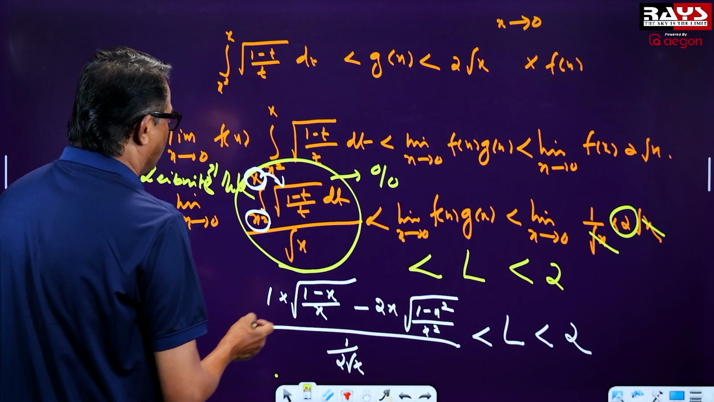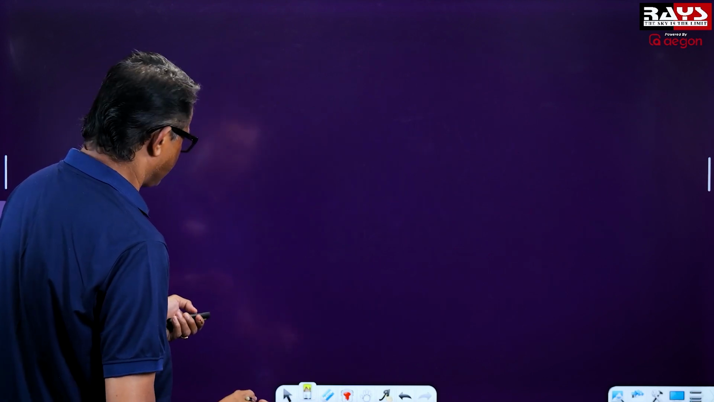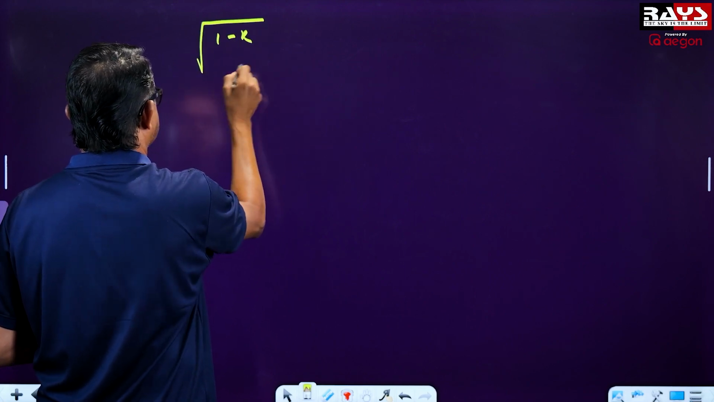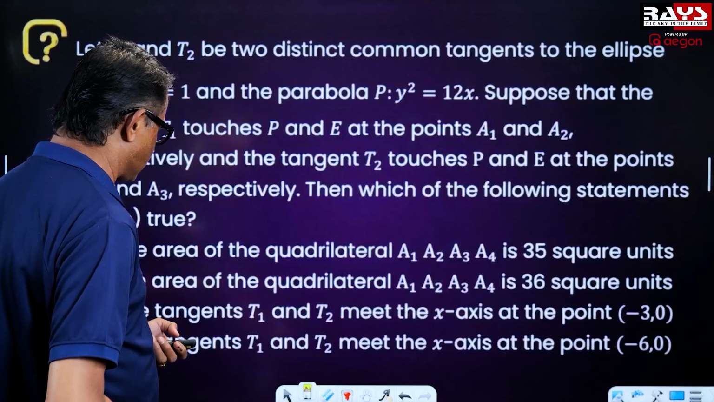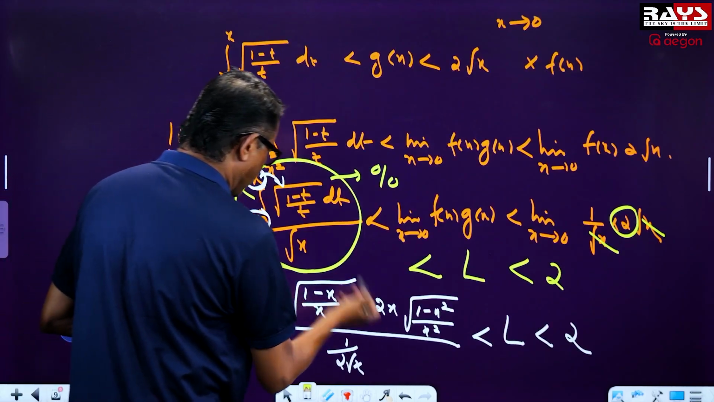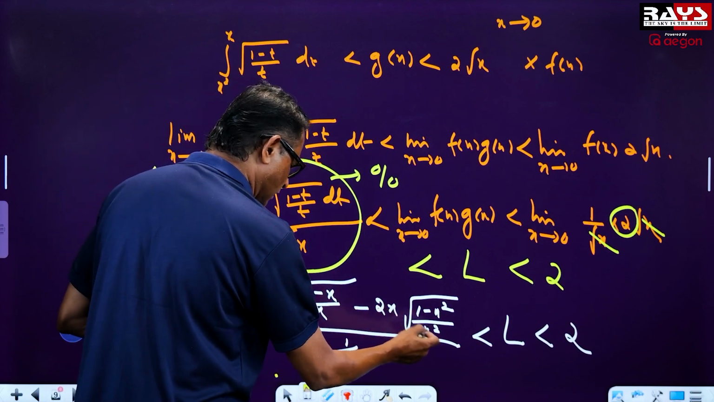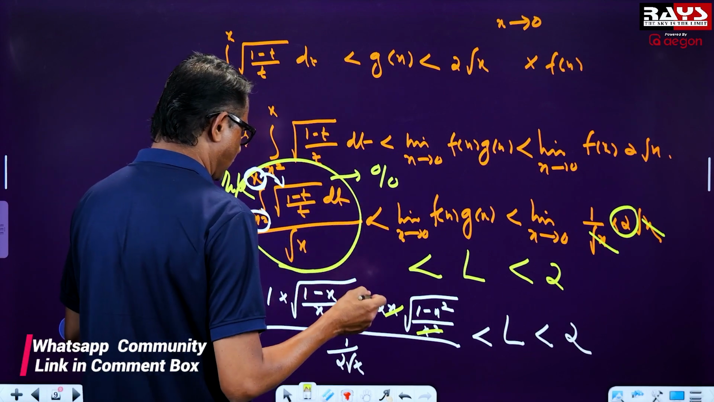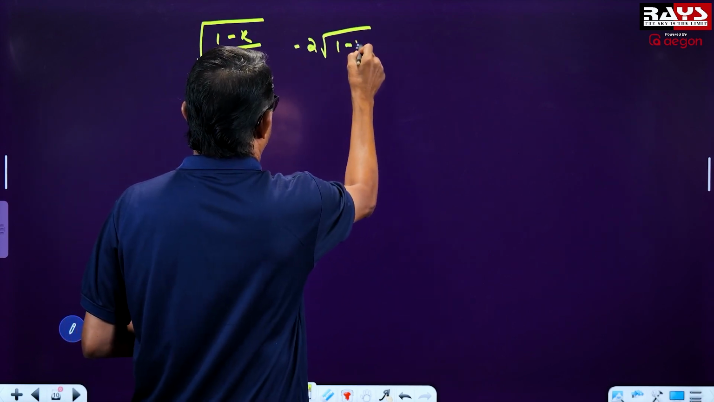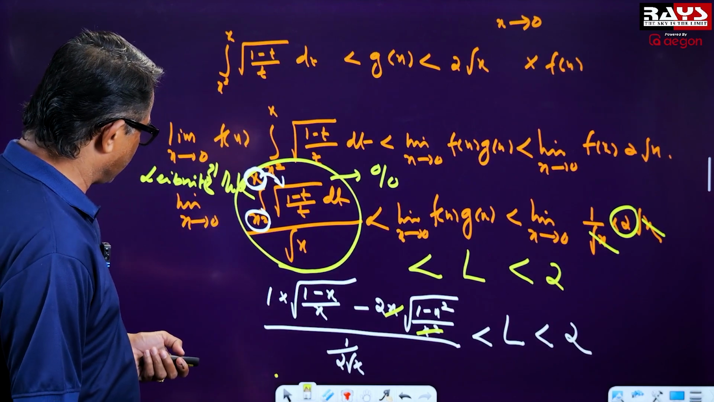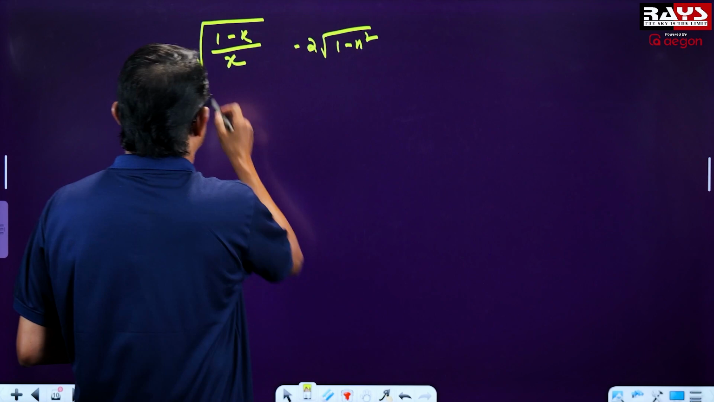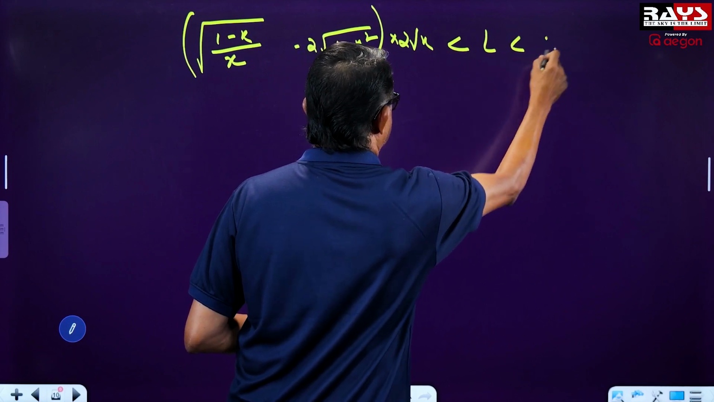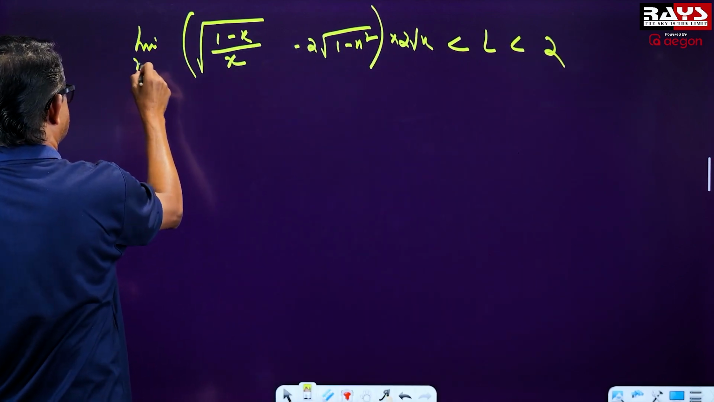Better we do like this. Let us take it as root of 1 minus x by x, minus 2x, and this is x square and x cancels, because root of x square is x. So minus 2 into root of 1 minus x square, divided by 2 root x, this will go to the numerator, into 2 root x, less than L less than 2. Now over here we apply the limit x tends to 0.